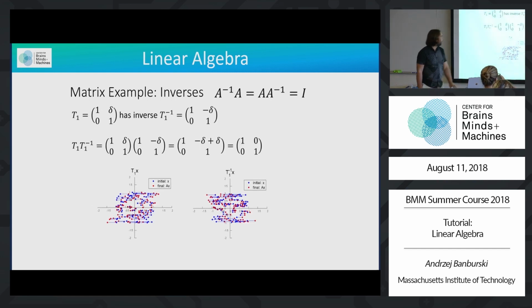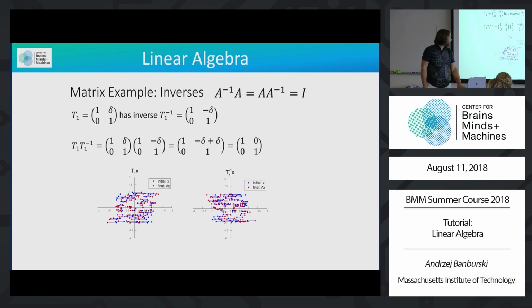This was a simple example. For the shear, sorry, not the shear. Actually, this is strange. Yeah, this is the shear. The operation is just the shear in the opposite direction. And this is kind of obvious. You just multiply by the opposite thing of what you just did.